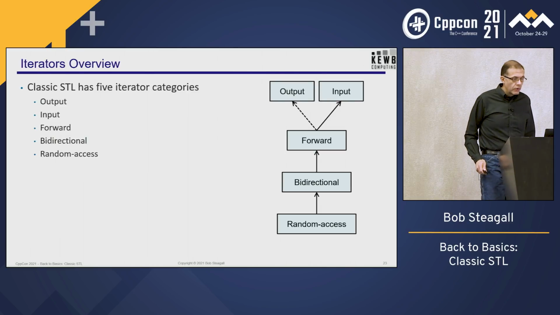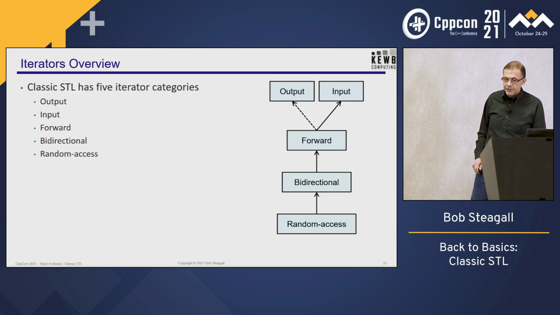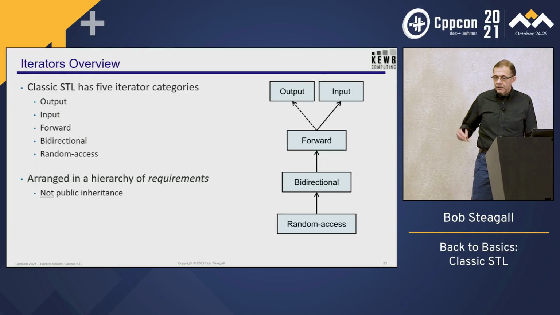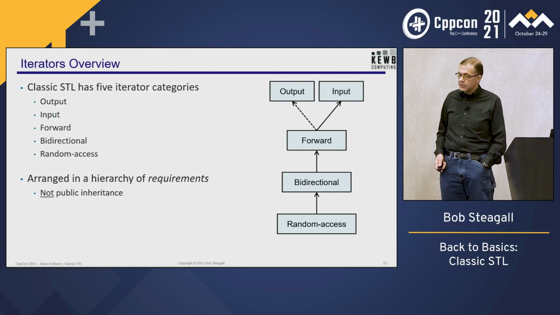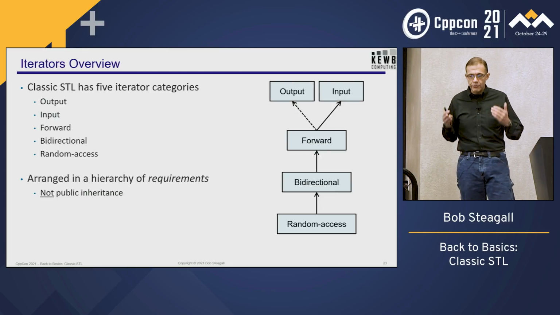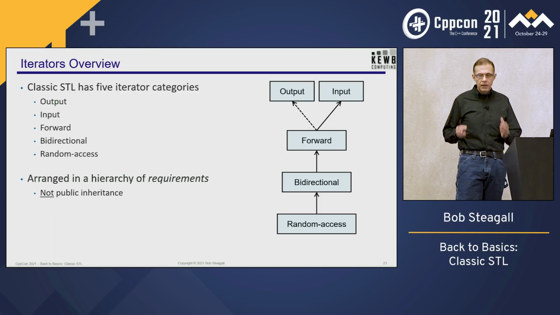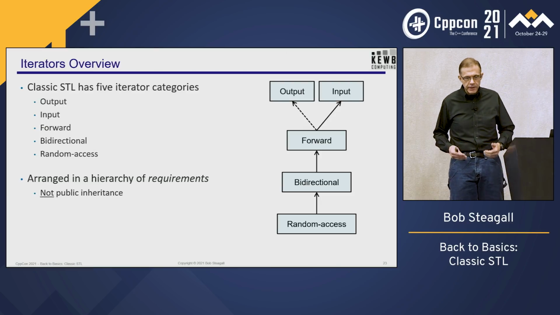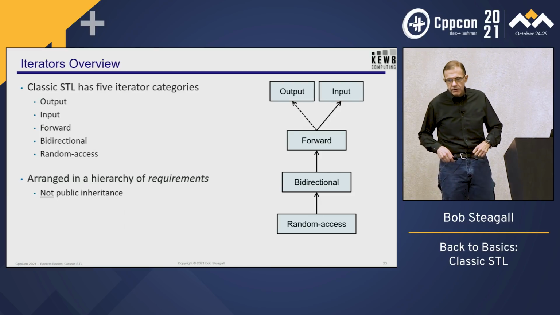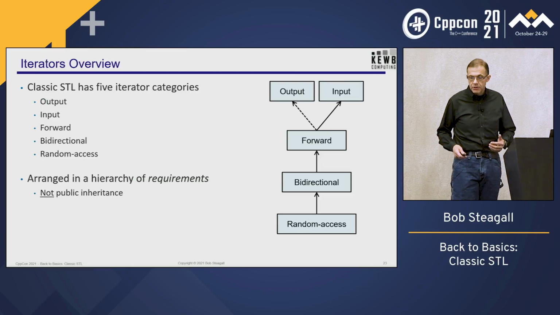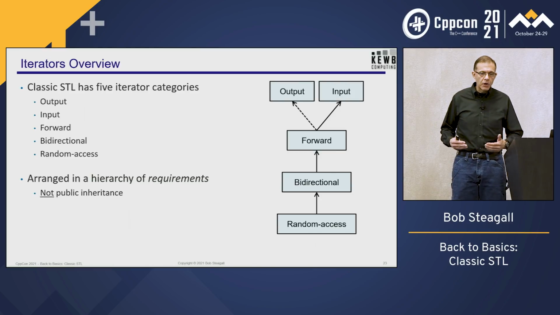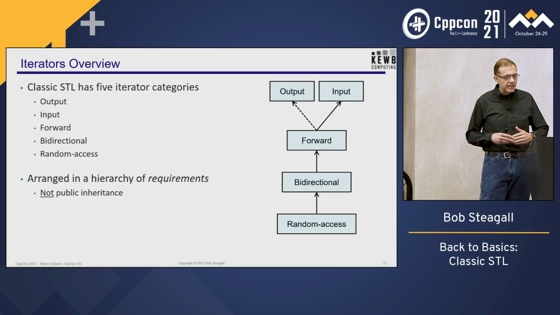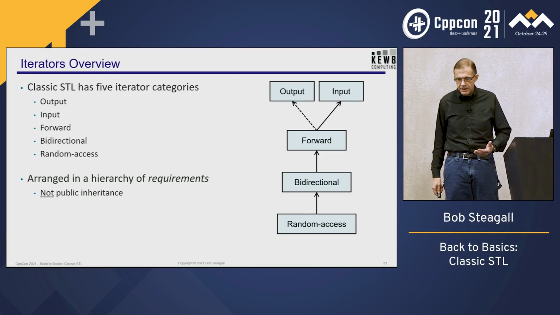So we have 5 iterator categories in the classic STL: output, input, forward, bidirectional, and random access. You'll see this diagram if you read books or references on the STL. These are arranged in a hierarchy of requirements. The arrows in this case do not mean public inheritance. They don't mean that, for example, a bidirectional iterator is publicly inherited from a forward iterator. Instead, what they mean is that a bidirectional iterator implements all of the interface that's required for a forward iterator and some more stuff. So it's, in a sense, inheritance of interface, not inheritance of implementation.